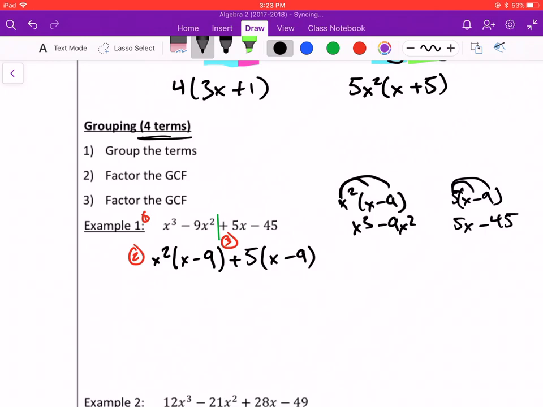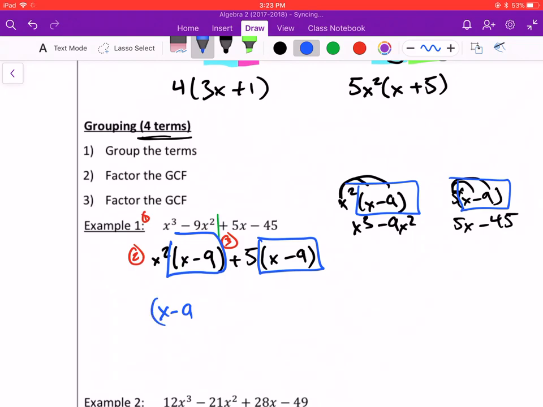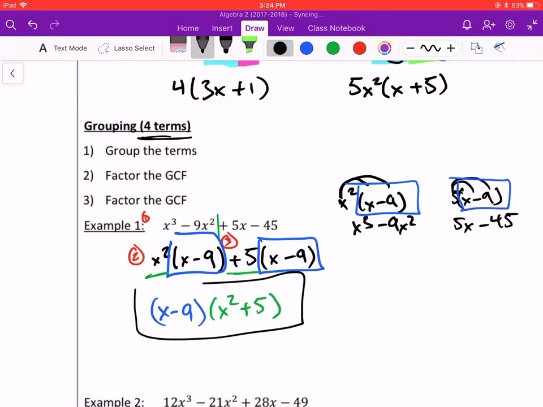Now you should immediately notice something in common, right? Here's an x minus 9. Here's an x minus 9. All right? That's awesome. That's what you want. So over here, I have 2 x minus 9s, correct? So I'm going to write that as your answer. I'm going to group that and write x minus 9 as a factor, and then take the remaining x squared and plus 5 and put them as their own group. So x squared plus 5. Now I've successfully factored this as a group: x minus 9 and x squared plus 5.